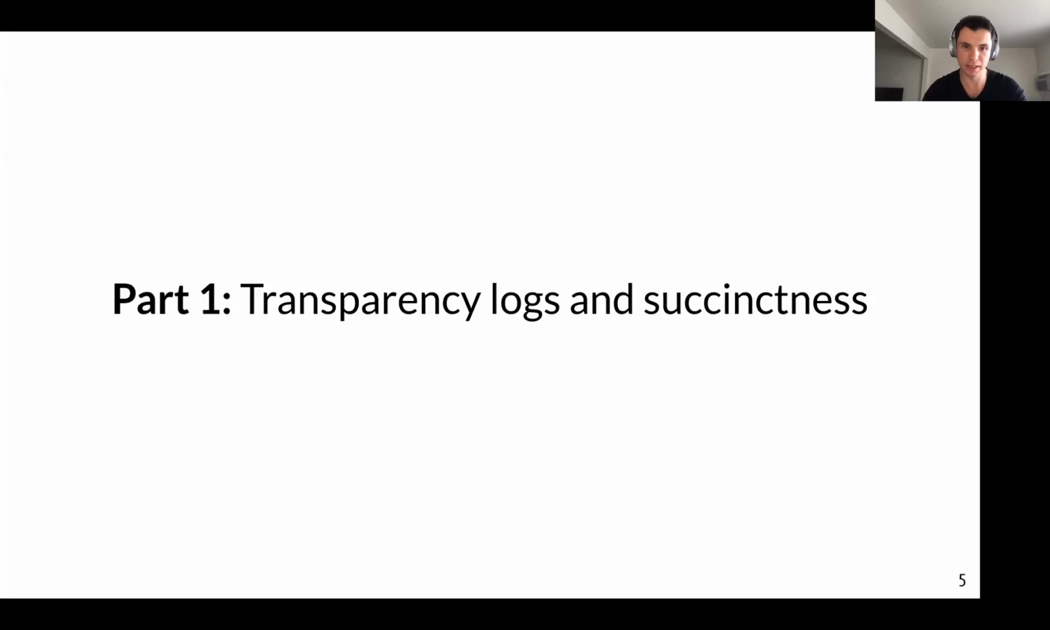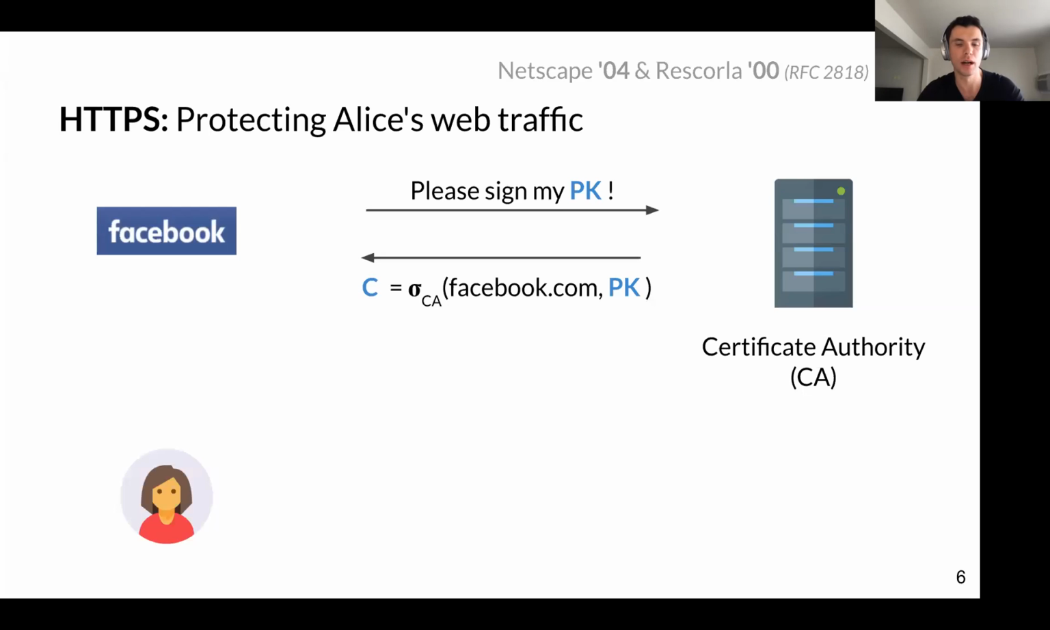Okay, so let's begin with transparency logs and succinctness. I'm going to start by motivating the problem. As many of you know, websites on the internet need to have a public key that users can encrypt data to for that website. The way this works on the internet is a website owner, like Facebook.com's owner, say Mark Zuckerberg, goes to a CA and says, hey, CA, this is my public key. I own Facebook.com. Please sign a certificate that says Facebook.com has this public key.